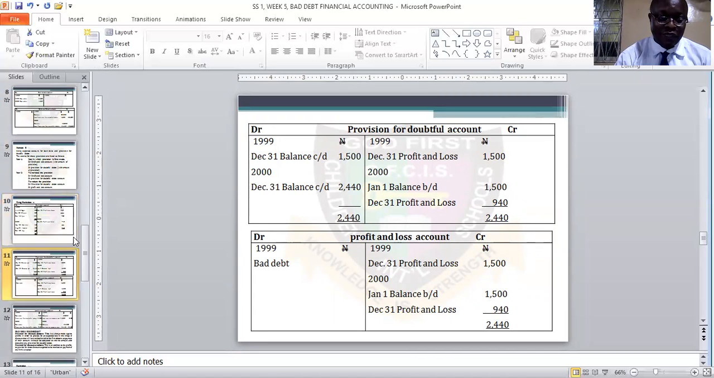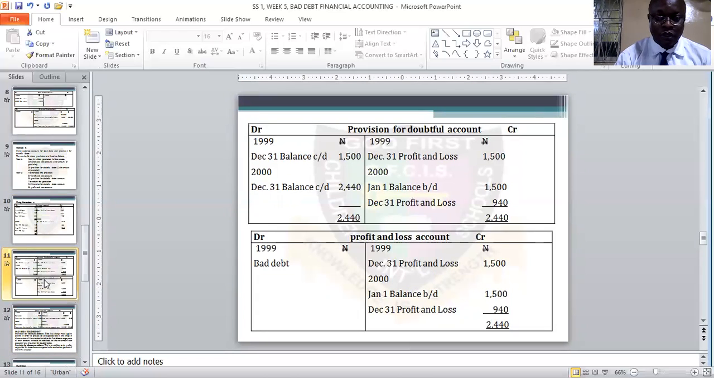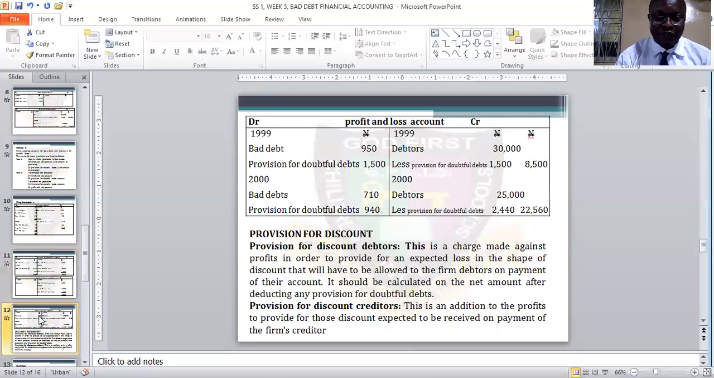Our balance sheet extract. That is the balance sheet extract. So our balance sheet extract is bad debtors of 30,000 naira, less provision of 1,005. That means you are going to be left with 20,500 naira.